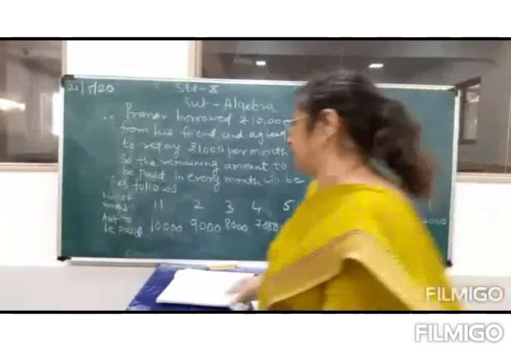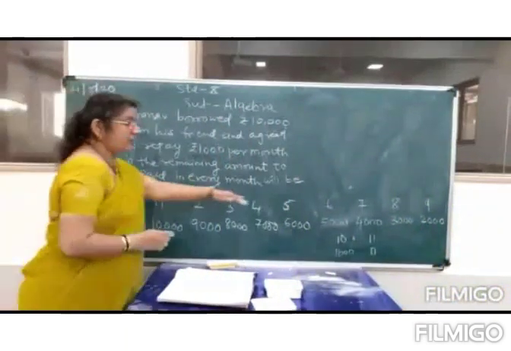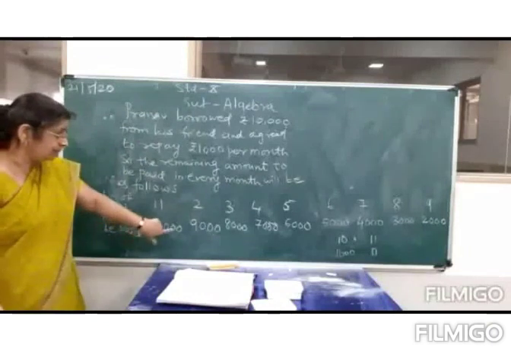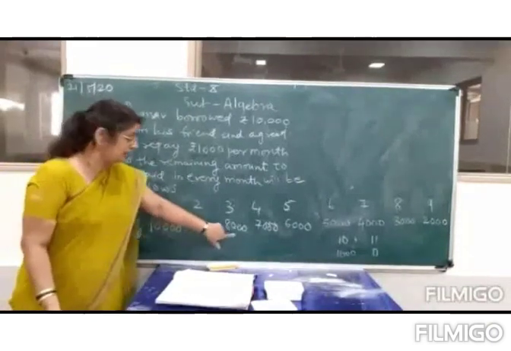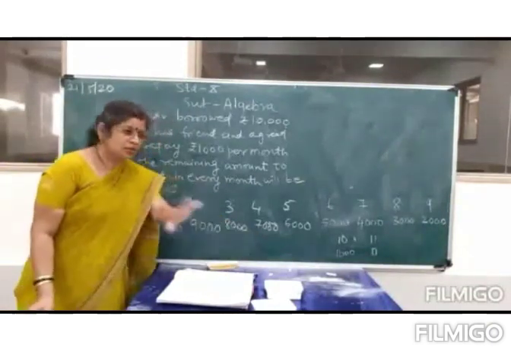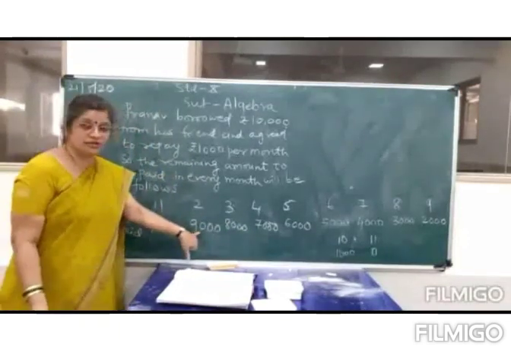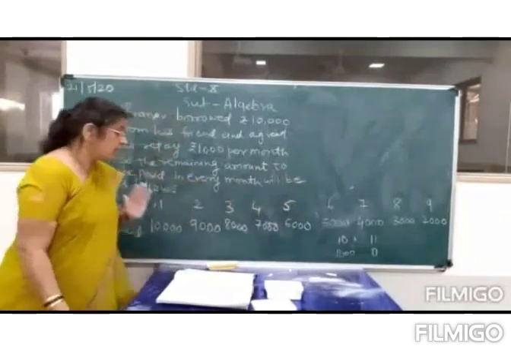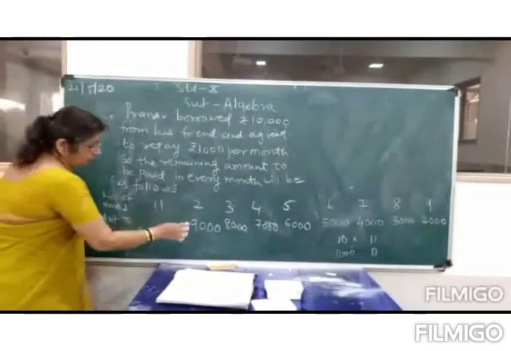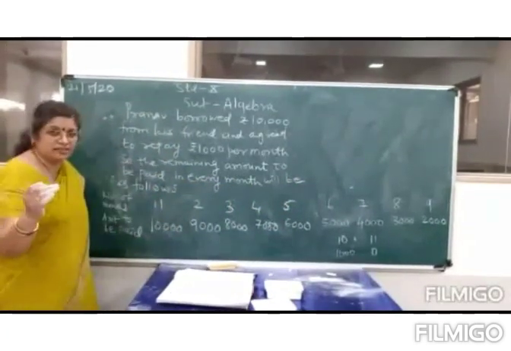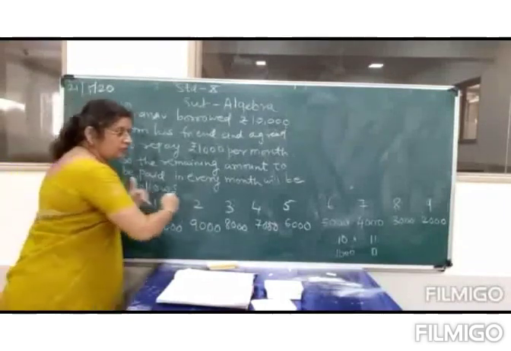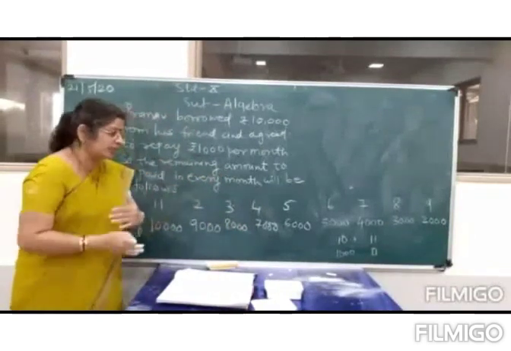Now see here, like that he has repaid the money to his friend. So 10,000, then 9,000, 8,000, 7,000. Now you must be wondering why it is 9,000, why it is 8,000 in the next months. That we will see here. Now, what our rule says about arithmetic progression, we want to see. This is an example of an arithmetic progression. Whatever I have written is in arithmetic progression.